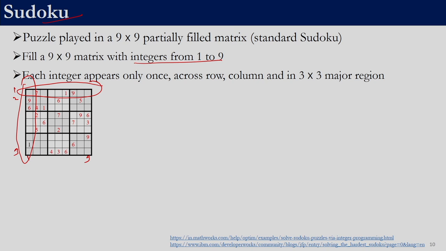For example, this is already filled with 9, so I cannot use 9 to fill any other empty cell in row 1. Similarly, if we see this particular column, it already has a 6 and 1. So the rest of the cells over here can take any value from 1 to 9 except 1 and 6. So that is the constraint, that no two values in any row should be identical and no two values in any column should be identical.